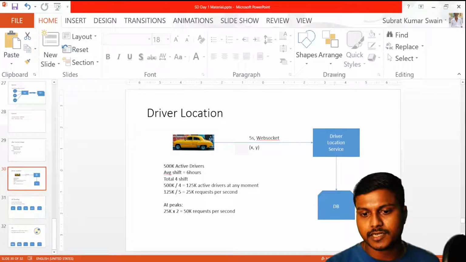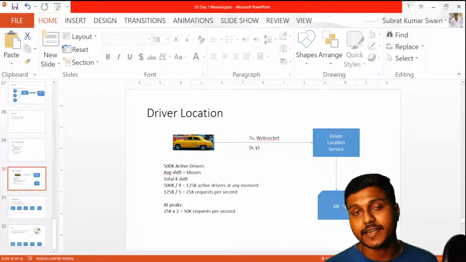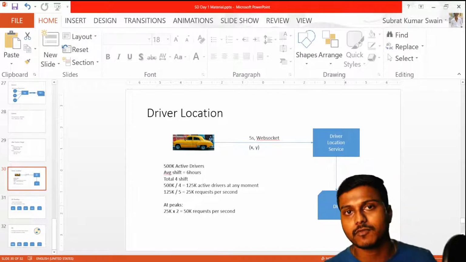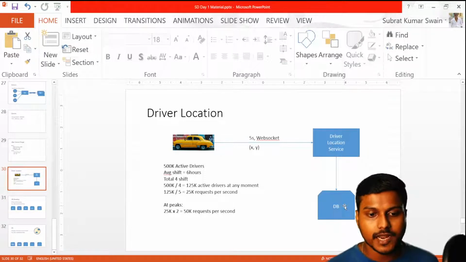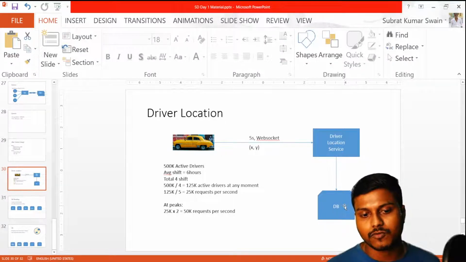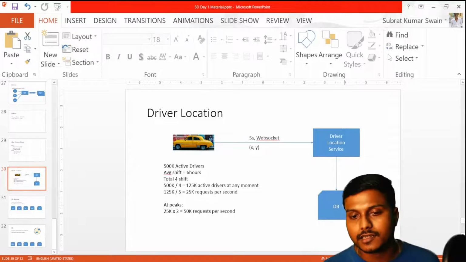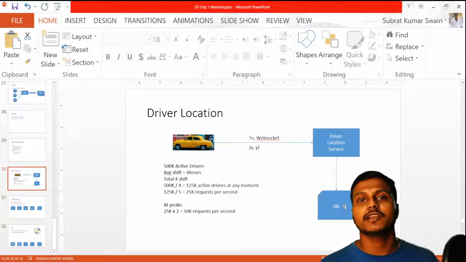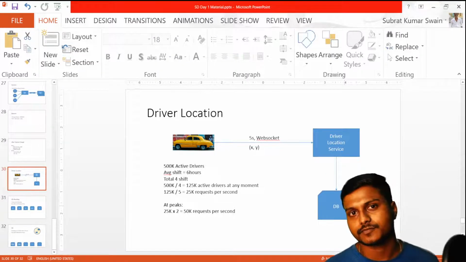So that is what we are doing here. Driver location is being updated to the DB. So a single DB cannot actually hold so much data. Okay, 50k requests per second. We are assuming that a database can handle, let's assume, 5k requests per second. The immediate solution would be, okay, let's bring 10 databases. Each database will take 5k requests.